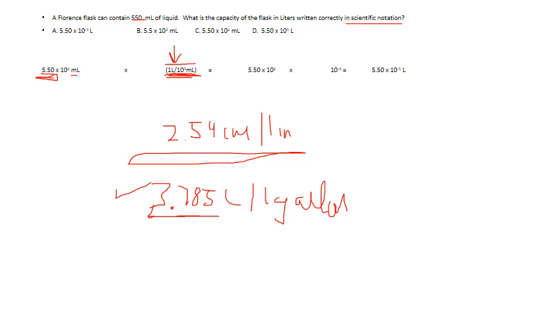So the mL cancel out, and you end up with liters. This is the same thing as 10 to the minus third. It's 1 over 10 to the third, which is the same thing as 10 to the minus third. You add the exponents, you get this, and you end up with 5.50 times 10 to the minus first liters.